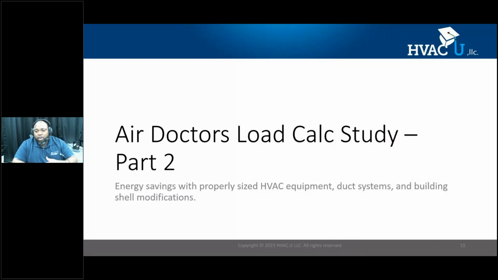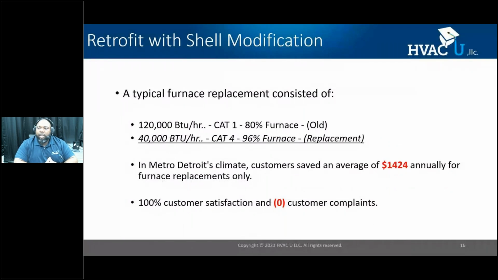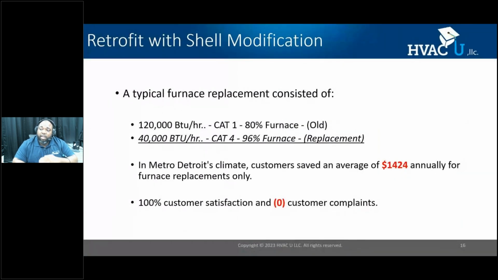So part 2, we're going to talk about what the savings look like when we included shell modifications. A shell modification is where we did something to the actual physical envelope of the building. We did some air sealing, we added attic insulation, we added wall insulation to kind of bring that load down, and the savings even increased. So we talked about the typical replacement of the furnace, and if you see here, the energy savings increased from our initial number of about $1,100 a year to about $1,400 a year.